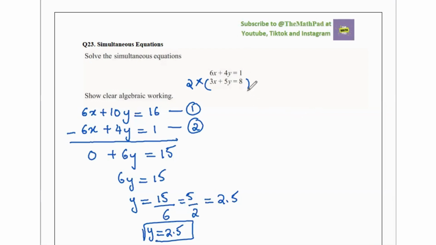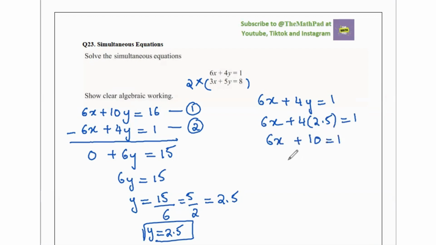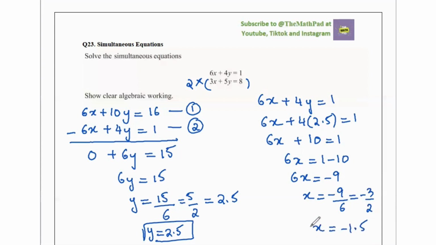That's it. So let's pick the first equation. 6x plus 4y equals 1. 6x plus 4 times 2.5 equals 1. That's 6x plus 4 times 2.5, which is going to give us 10, equals 1. 6x is 1 minus 10, which is negative 9. x equals negative 9 over 6, which is negative 3 over 2, and that's negative 1.5. So when y is 2.5, x is negative 1.5, and that is your solution for this simultaneous equation.